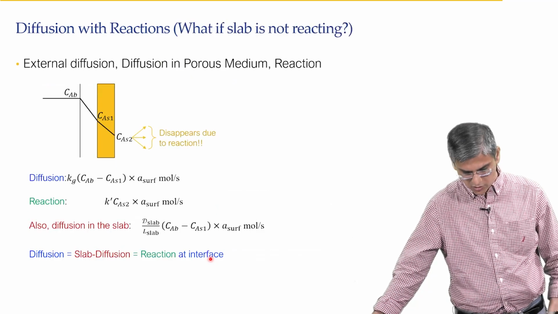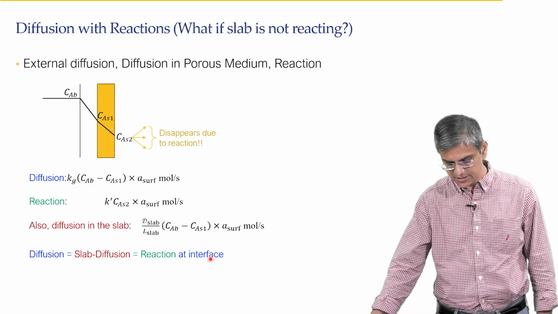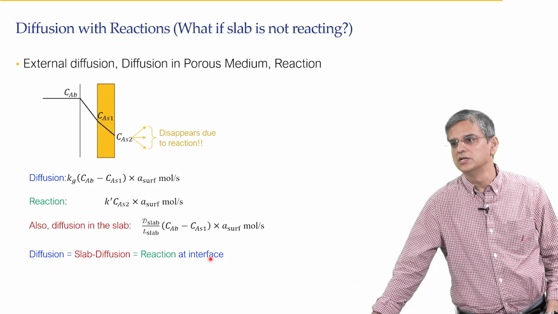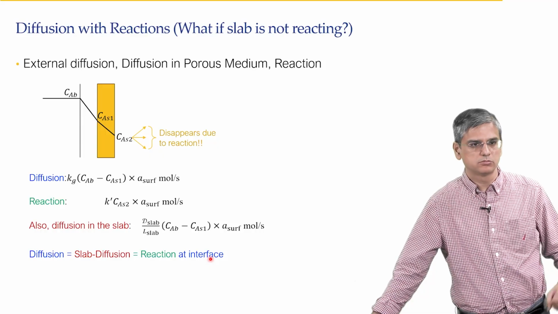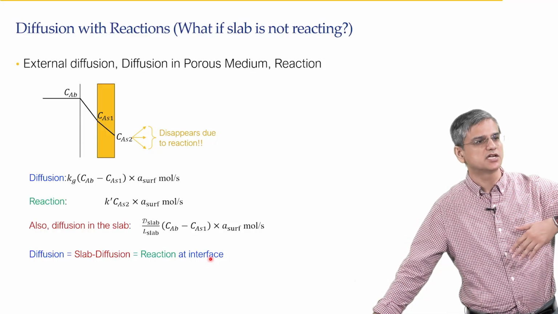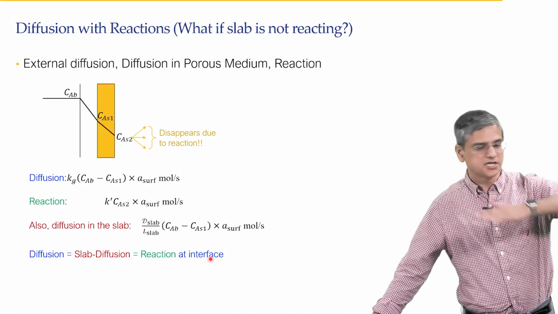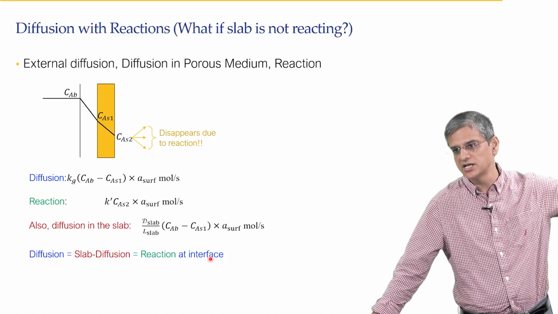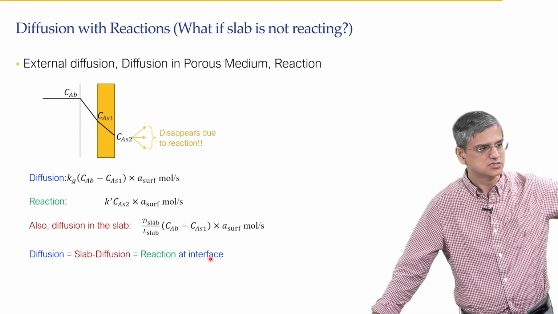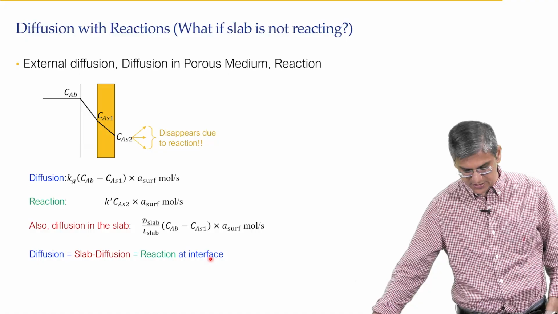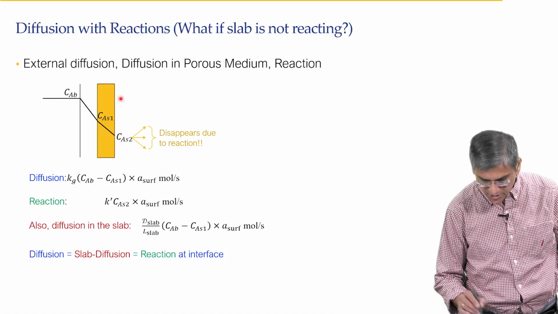Okay. What if we have a case like this, where let us say the reaction is taking place on the surface, and because of the reaction that is taking place, on top there is a porous layer that is formed for whatever reason. So there is a diffusion through the porous layer, but no reaction taking place over here. Then how do you analyze that?